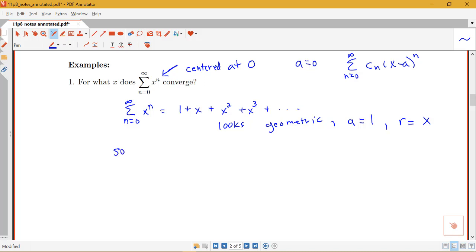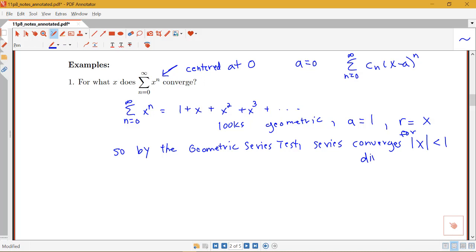So here we can say, by the geometric series test, our series converges. The geometric series test tells us that a geometric series converges when the absolute value of r is less than 1. So in this case, it's for the absolute value of x less than 1, and diverges otherwise, for the absolute value of x greater than or equal to 1.